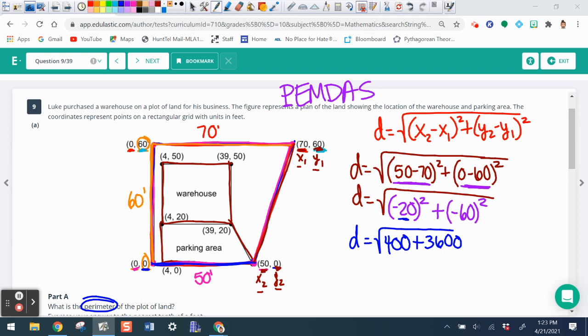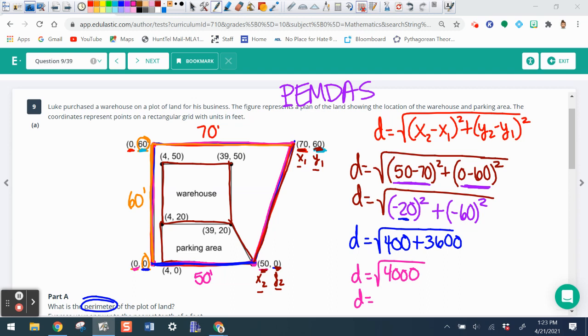There is no multiplication involved or division, so we move into adding these two terms, and we get 400 plus 3,600, which is a nice 4,000. And now we have to take the square root of 4,000.